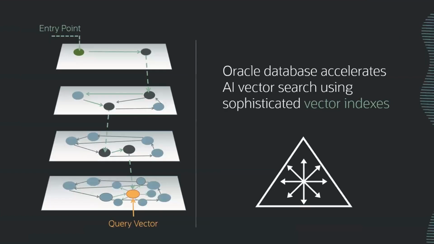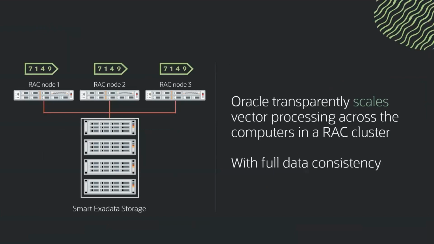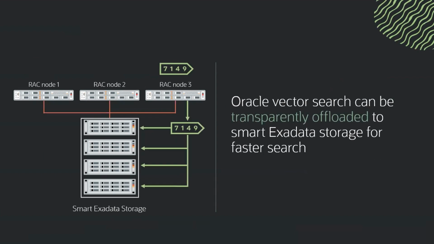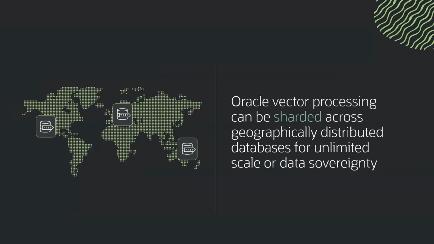Oracle Database 23 AI is a great vector database. It uses sophisticated indexes to dramatically accelerate vector searches. It transparently scales across nodes in a RAC cluster. It can also dedicate vector processing to a subset of nodes to avoid impacting other workloads. And it can offload vector search to Exadata smart storage. Vector processing can also be sharded across geographically distributed databases for huge scale or data sovereignty concerns.